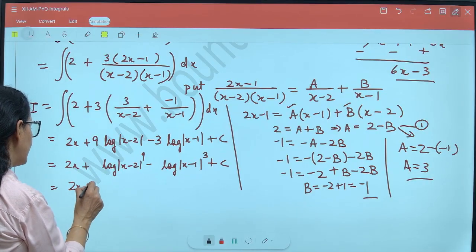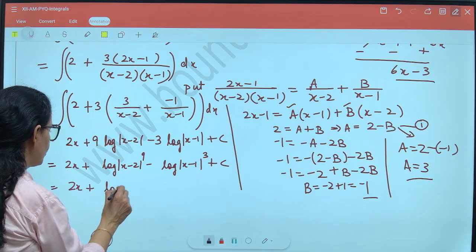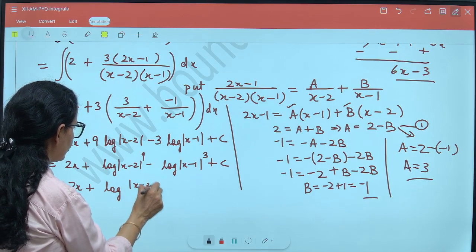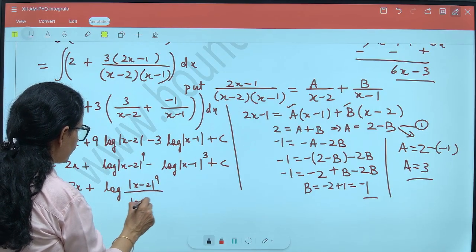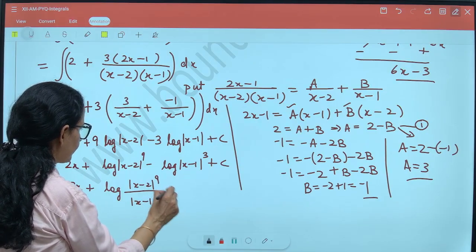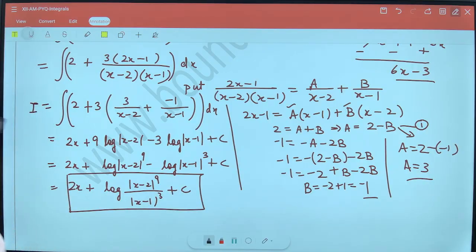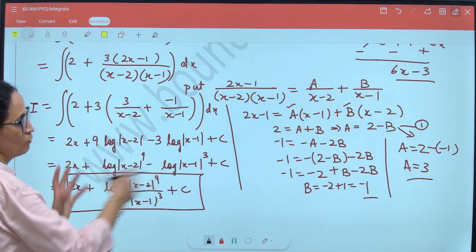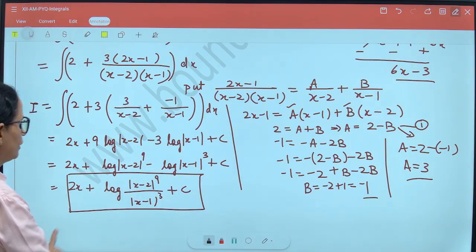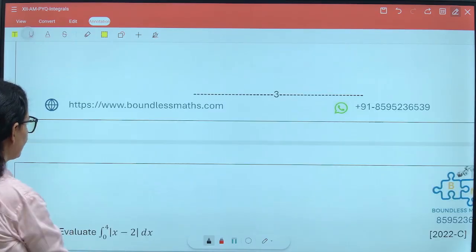Then you have 2x plus, club both the log terms. So it becomes log of (x minus 2) to the power 9 upon (x minus 1) to the power 3 plus C. So this is the final answer. Understood? So whenever you have an expression with 2 or more log terms, club them and get one term for log, right? Okay, so let's move to the next question.